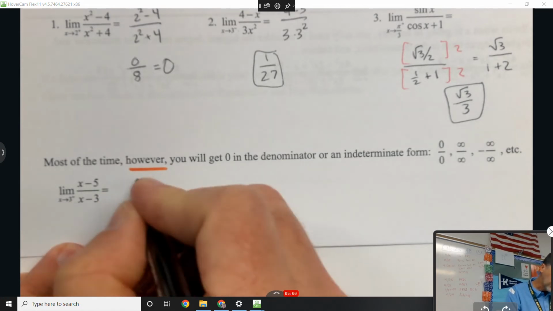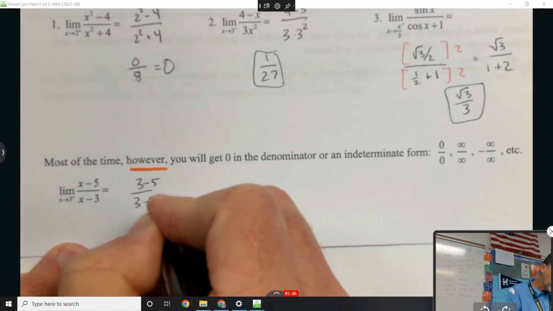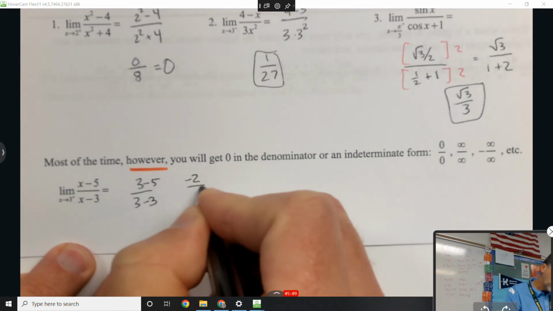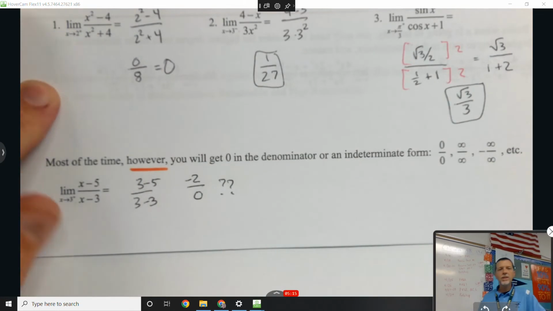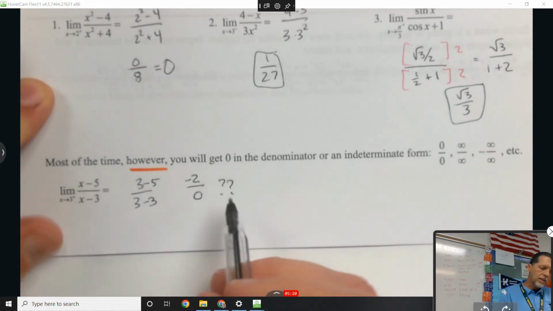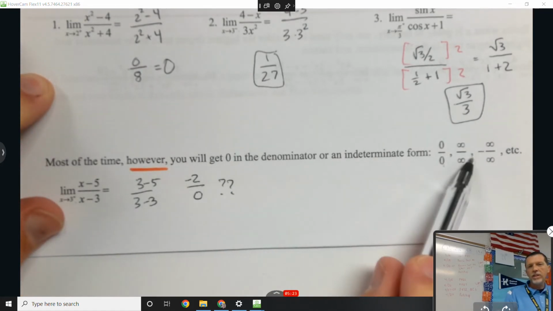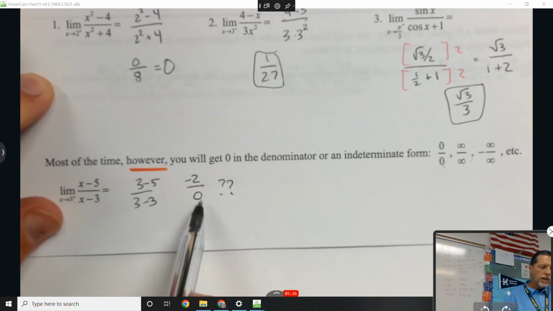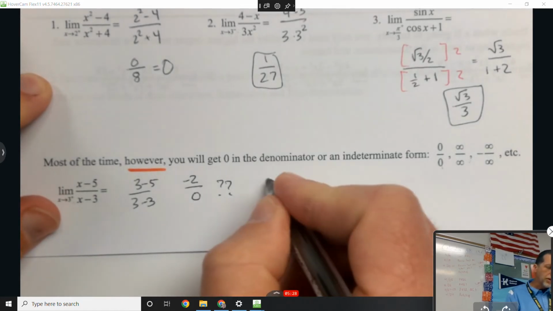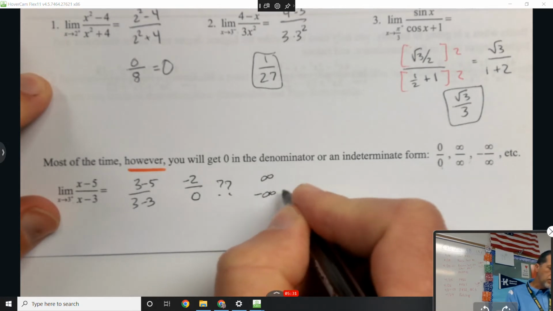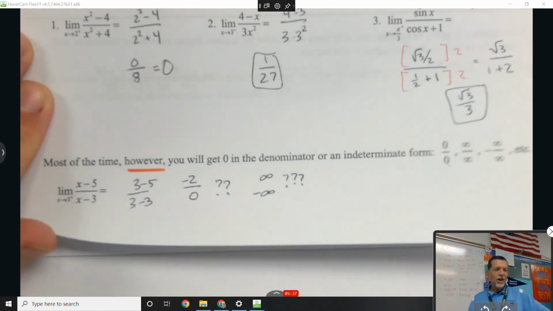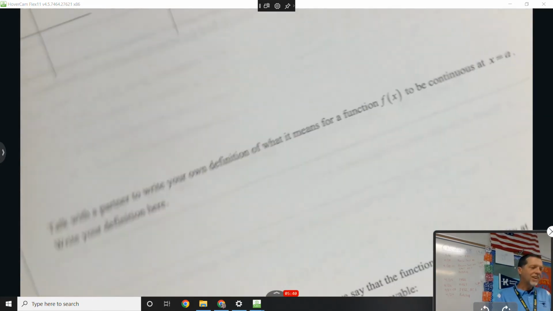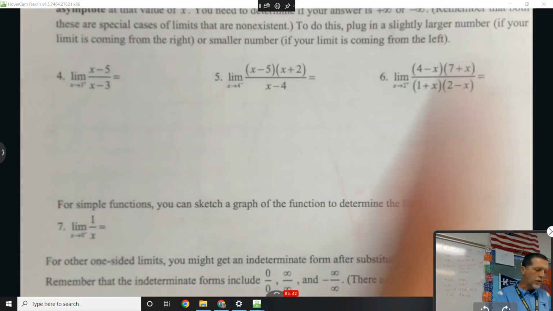So if I plug in 3 minus 5 over 3 minus 3, that's negative 2 over 0. It's like, well, what in the world does that mean? It's not indeterminate, because indeterminate has to be 0 over 0 or infinity over infinity. So it's not indeterminate. This is, if we divide by a really small number, we get a really big number. But which one is it? Well, it's one of them. So how do we figure out which one it is? That's the point of today. So flip it over.